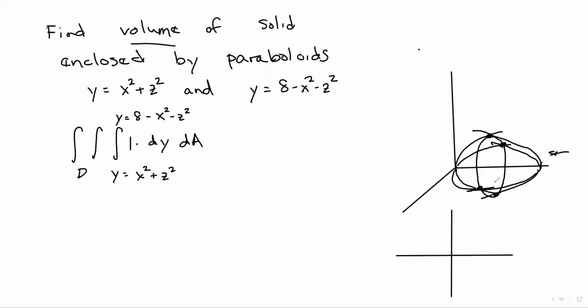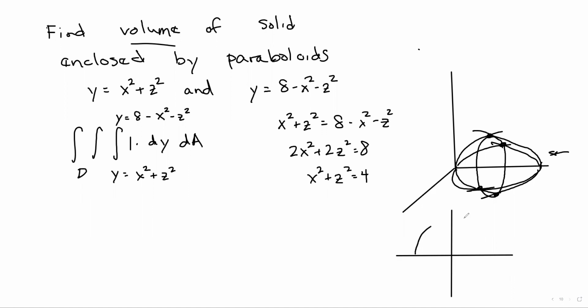Well, that circle is the intersection between this paraboloid and that paraboloid, and to find intersections of things, you set them equal. So we can do x squared plus z squared equals 8 minus x squared minus z squared. And then we get 2x squared plus 2z squared equals 8, or x squared plus z squared equals 4. So we've got a circle, and the radius is 2.